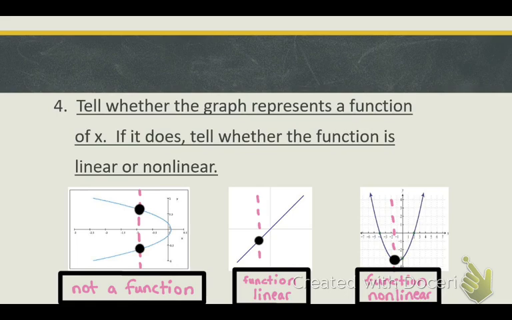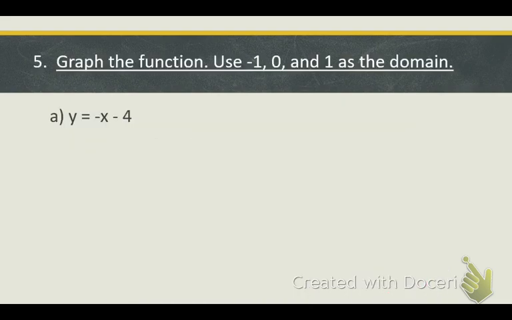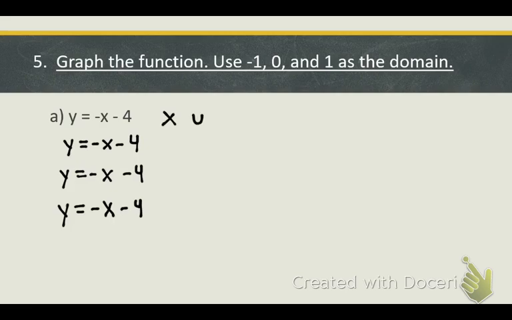All right, we're going to go ahead and move on to our final question of the day. Graph the function, use -1, 0, and 1 as the domain. How many domains did it give to me? 3. 3 of them. So we want to go ahead and plug in 3 different values. The next thing that you want to do is go ahead and make your input-output table. What is my domain going to be?